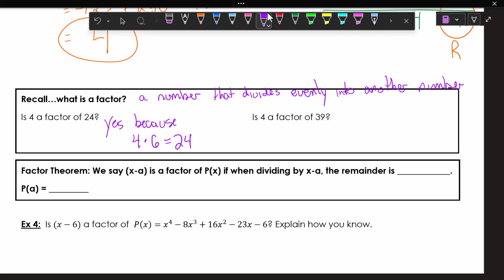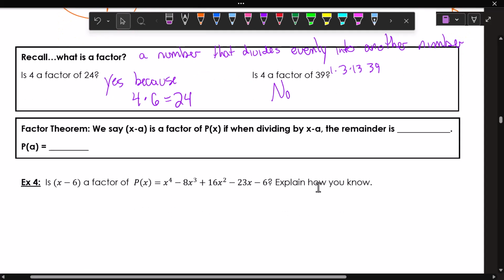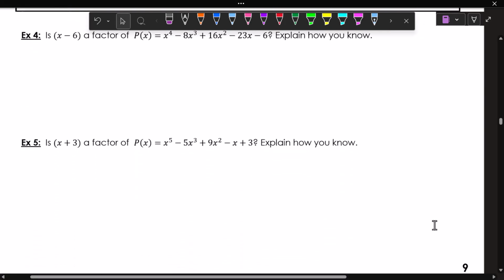Is 4 a factor of 39? No. 39 is actually prime. The only factors we have are 3, 13, 1, and 39, which is not 4, so it's a no. So the factor theorem. We say x minus a is a factor of p of x if when dividing by x minus a, the remainder is 0, or p of a equals 0. Whichever way you want to do it.